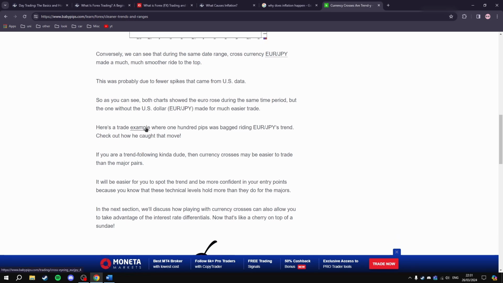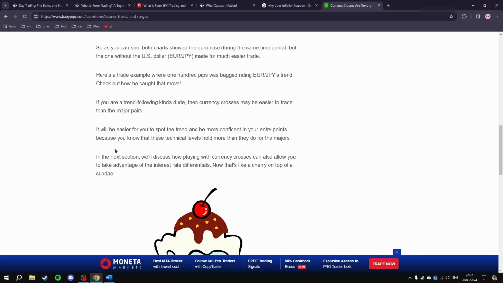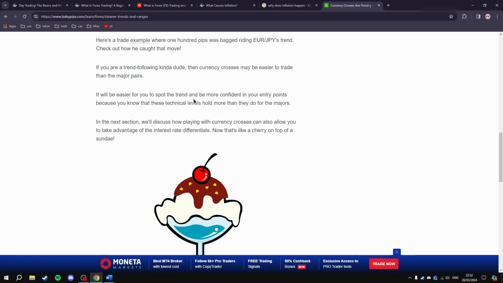Here's a trade example where 100 pips was bagged riding Euro JPY's trends. Check out how we caught that move. If you're a trend following kinda dude, then currency crosses may be easier to trade than major pairs. It will be easier for you to spot the trend and be more confident in your entry points because you know that these technical levels hold more than they do for the majors.